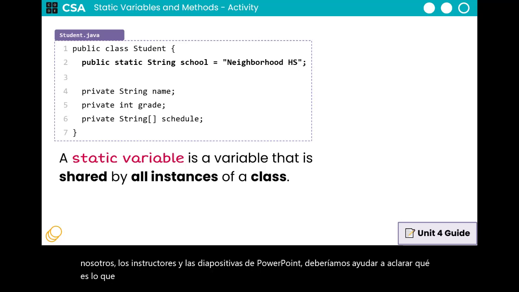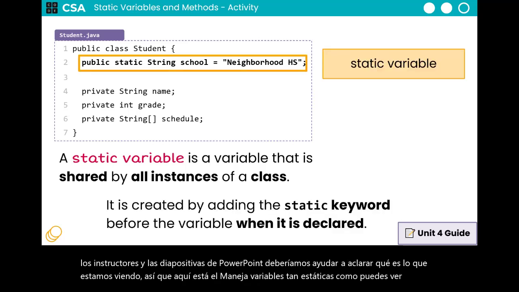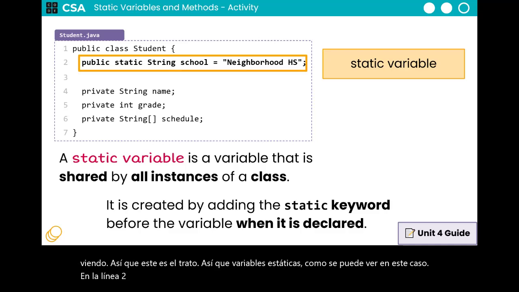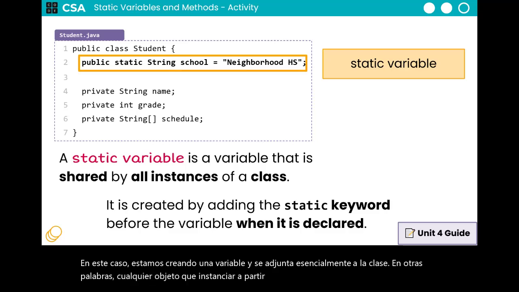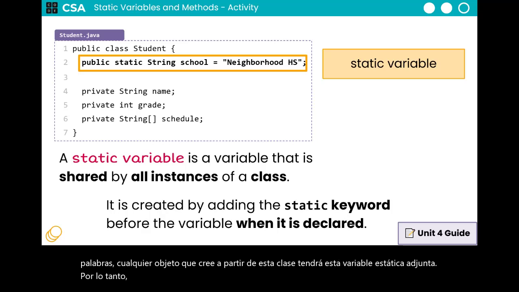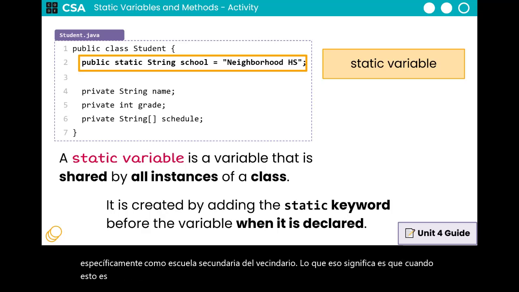So here's the deal. With static variables, as you can see in line 2, when you see the static keyword, we're creating a variable that's attached to the class. In other words, any object I instantiate from this class will have this static variable attached to it. In this case, it says public static String school, and specifically codes it as neighborhood high school. So this is for a class called Student.